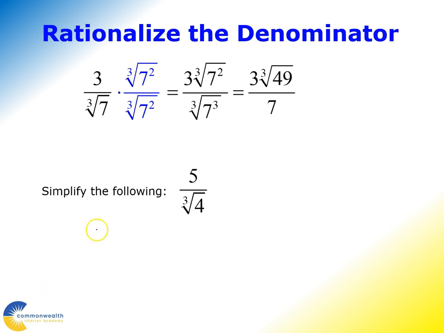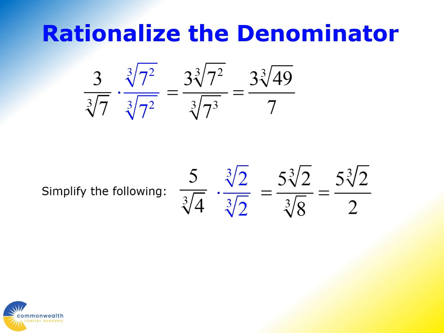Recognizing the fact that if I simply multiply this 4 by 2, I would get 8, and 8 is a perfect cube. So if I simply multiply by the cube root of 2 over the cube root of 2, I'm going to get to the same answer. I just won't have to do as much simplifying when I'm done. Because on top, I'm going to have 5 times the cube root of 2. On the bottom, I'm going to have the cube root of 8. And of course, the cube root of 8 is 2. So the final answer is 5 cube root of 2 over 2.